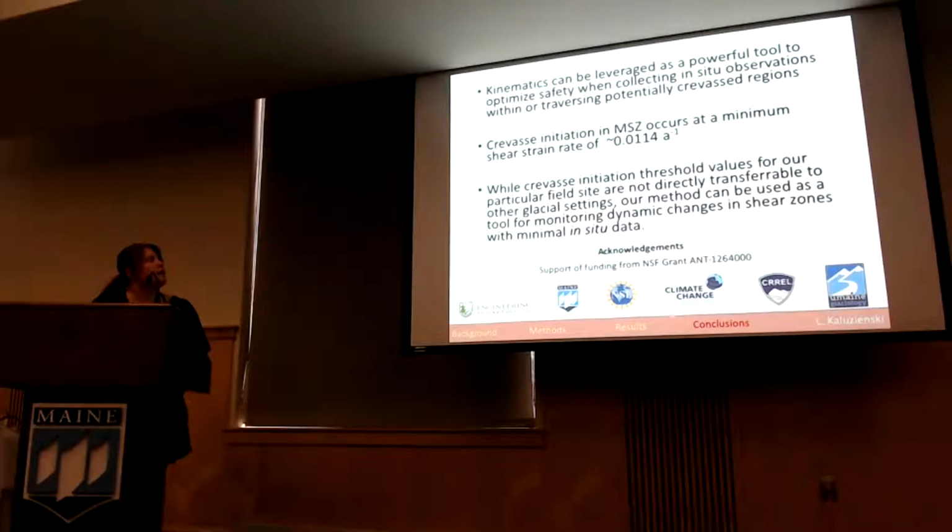So just a couple of takeaways as I'm running out of time. I hope I've shown that kinematics can be leveraged as a powerful tool, especially in optimizing safety in these heavily crevassed regions. For our particular area of interest, crevassing occurred at a minimum shear strain rate of 0.0114. While this crevasse initiation threshold for our field site can't be directly transferable to other field sites, our method can be mimicked and used to monitor dynamic changes in these regions.